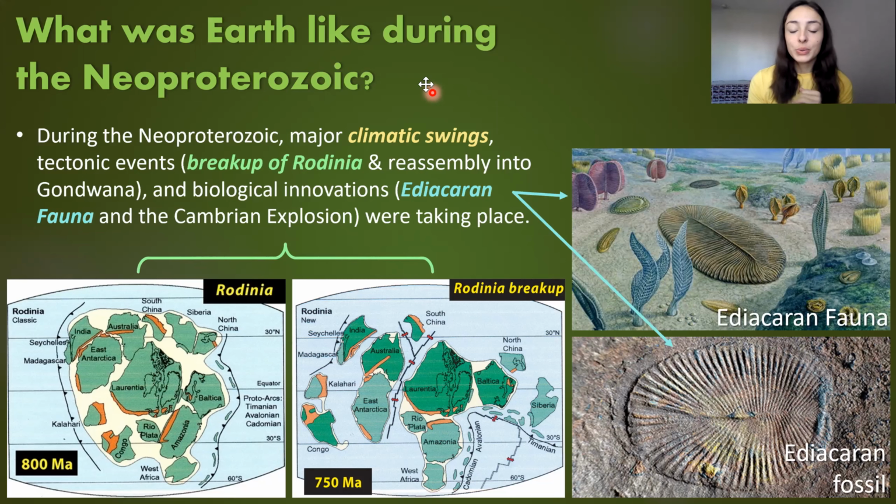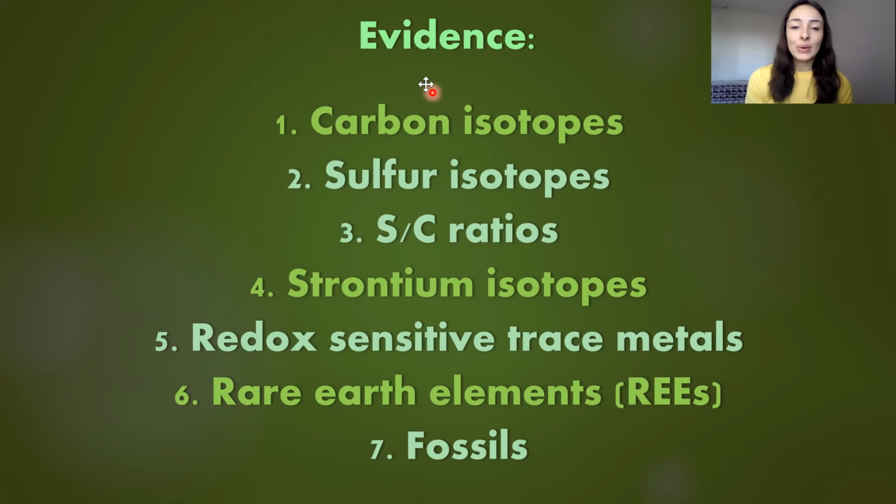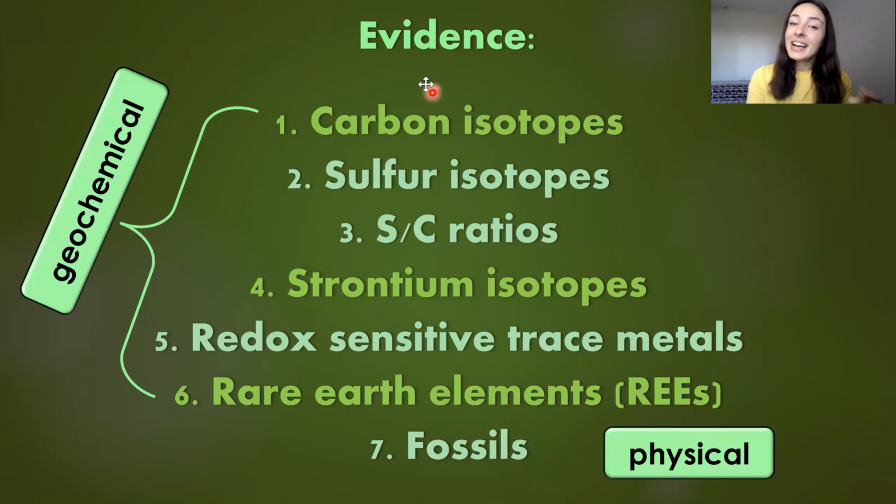So now we're going to get into the evidence that we have for the NOE. As we can see on this slide, we have carbon isotope evidence, sulfur isotope evidence, sulfur carbon ratios, strontium isotopes, redox sensitive trace metals, rare earth elements, and fossils. What you can notice right away is that a lot of this evidence is geochemical and a tiny bit of it is physical. You might be tempted to leave this video right now because you don't want to hear about all this chemical isotope stuff, but I promise we're going to walk through it step by step, and it's going to be so cool because these isotope excursions or spikes match up with all of our physical evidence.